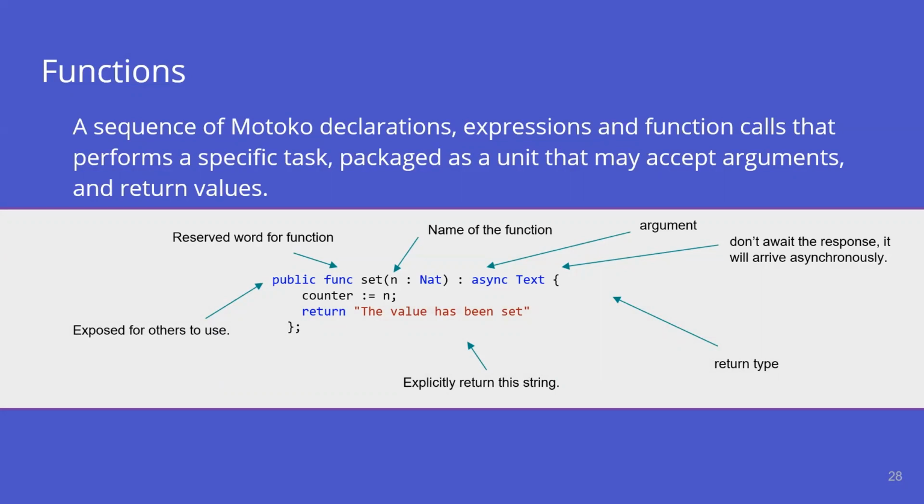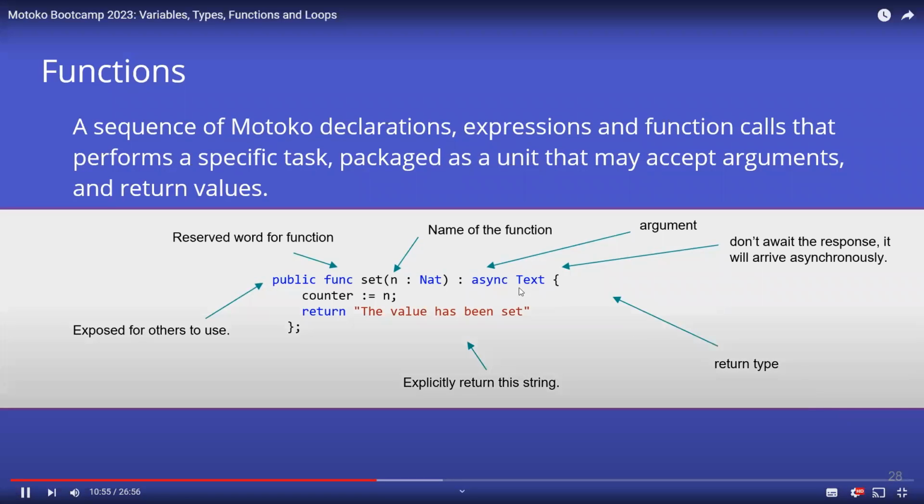So to define a function, we use the reserved word func, and then we declare the name of the function, in this case set, and if we have any arguments to the function, we have to declare the variable that will accept them, as well as define the type. So in this case, it's a natural number. And then we go on to declare if it returns anything. In this case, it will return a value of type text. It's going to do this asynchronously.